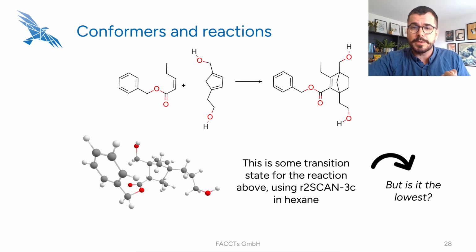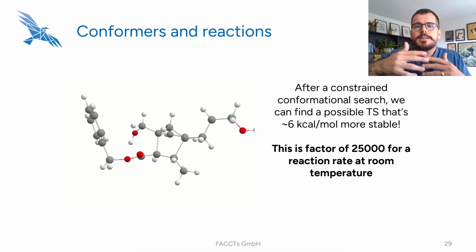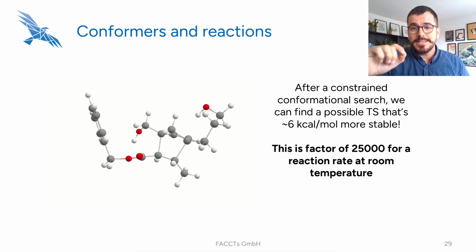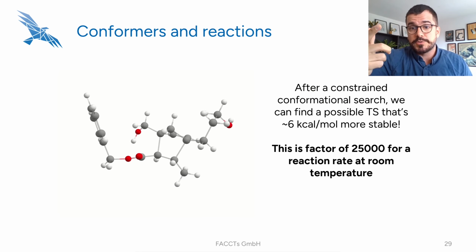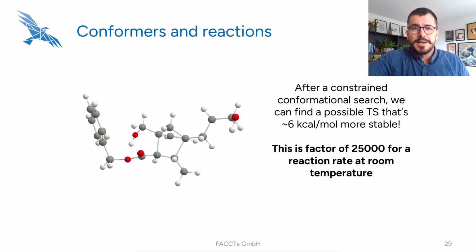So here I'm showing one example of a reaction. I just took some Diels-Alder reaction. I found the transition state from the NEB-TS, and I ran a conformational search on the transition state by constraining the reaction coordinates using r2SCAN-3c. And you can find, from a random initial molecule that I tried, some TS that's 6 kcal more stable than what I tried, which is a factor of 25,000 on the reaction rate.